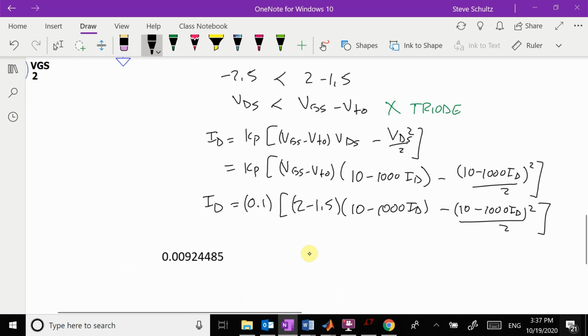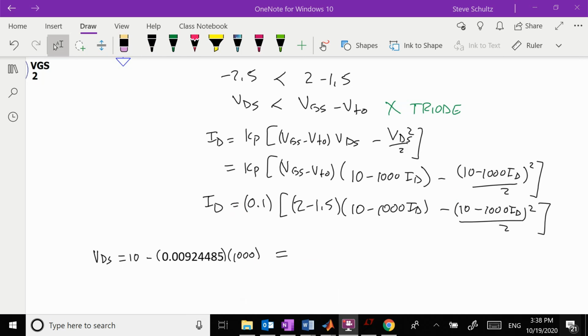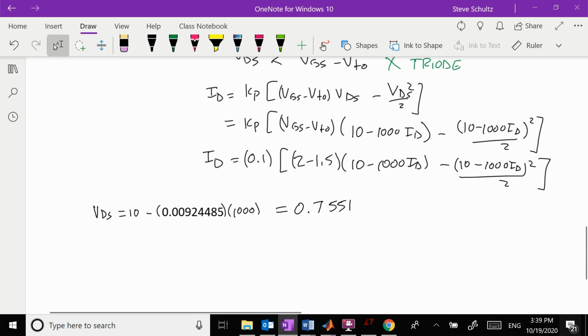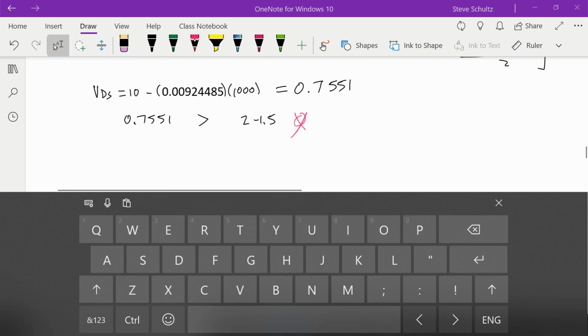So then we're saying that VDS is going to be equal to 10 minus this times 1,000. Okay, and so that is equal to 0.7551. And then we're comparing my VDS, 0.7551, to my VGS minus V threshold, and you see that this is larger, which means that's wrong, because it was supposed to be smaller if I'm in triode. So let me go back and check my other solution.